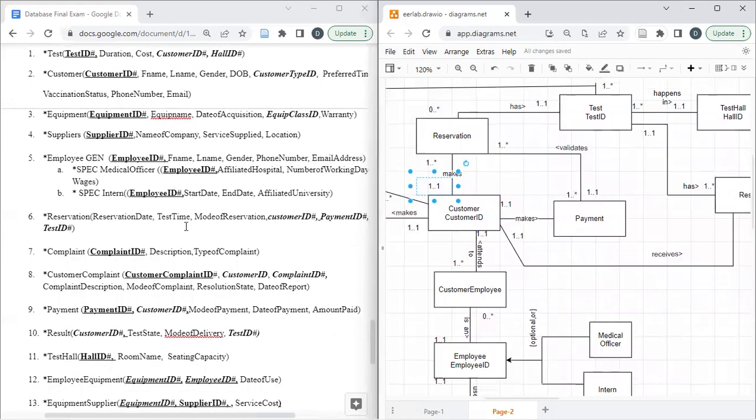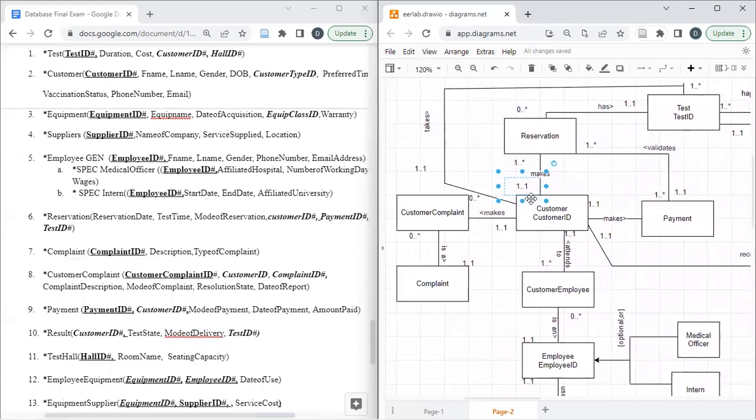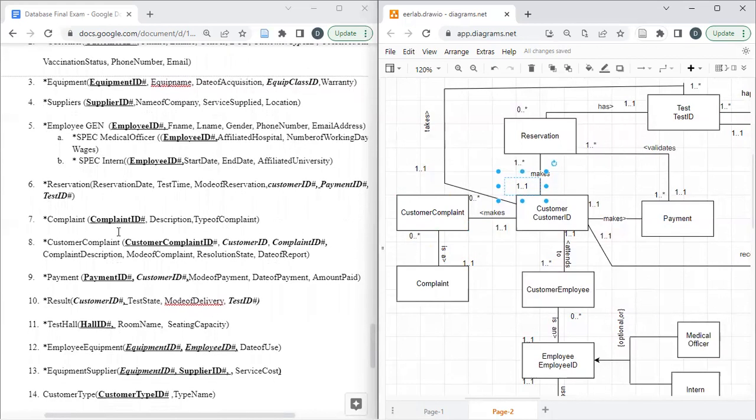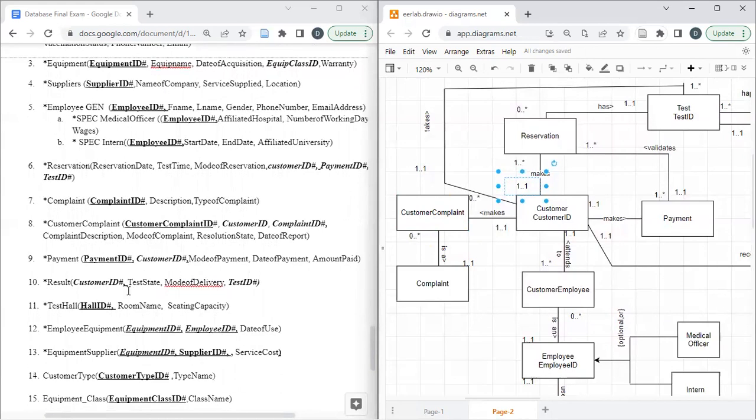Reservation has a one-to-many relationship with test, payment, and customer. And all these instances have the many side having a mandatory participation. So the primary keys of test, customer, and payments were posted into the reservation table as foreign keys. The customer complaint table is a result of the decomposition between customer and complaint. Hence, the customer complaint table has both the primary keys of customer and complaint in it as foreign keys.